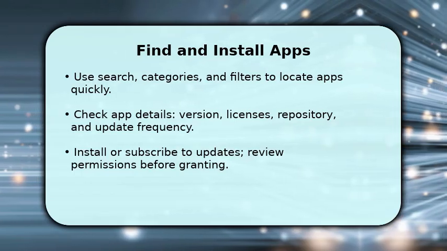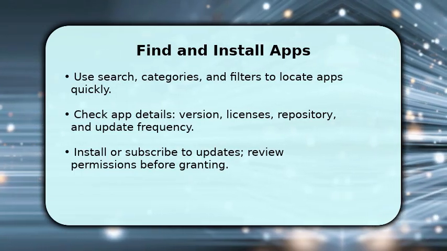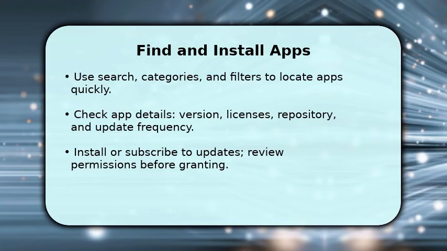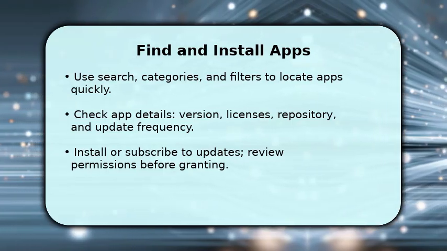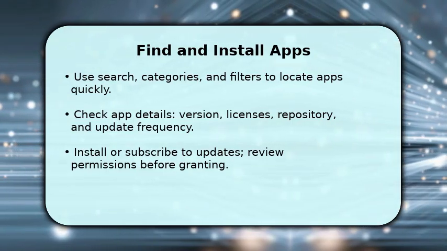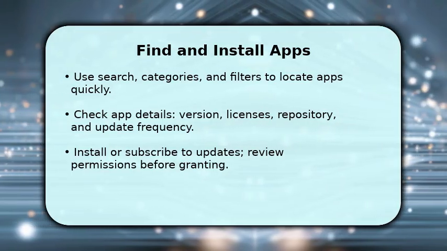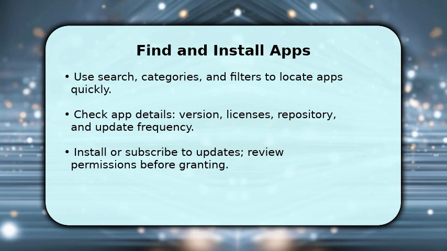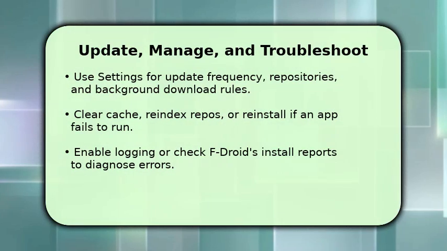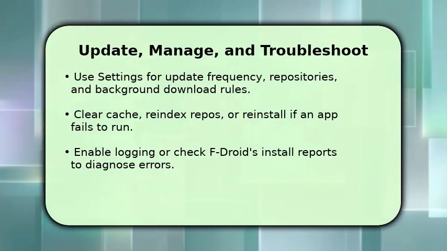When you press Install, confirm the permissions request and let the package manager complete installation. If you want automatic updates, enable background updates for selected apps. Otherwise, manually review updates to control changes and preserve. Finish by managing updates and handling problems so F-Droid stays reliable.